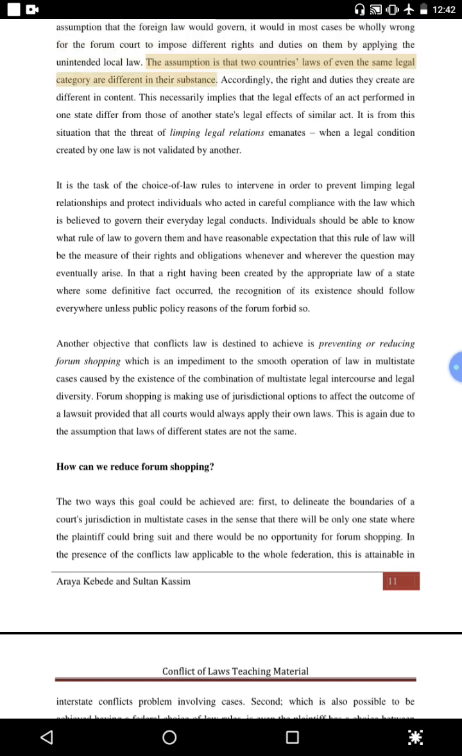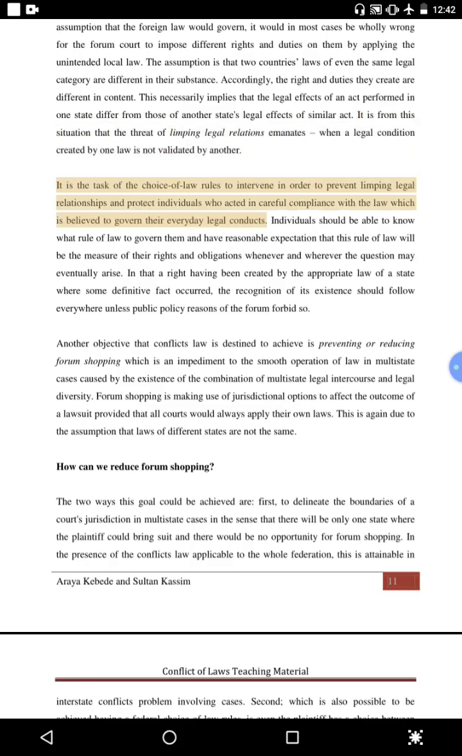The assumption is that two countries' laws, even of the same legal category, are different in their substance. Accordingly, the rights and duties they create are different in content. This necessarily implies that the legal effects of an act performed in one state differ from the legal effects of a similar act in another state. It is from this situation that the threat of limping legal relations emanates, when a legal condition created by one law is not validated by another.